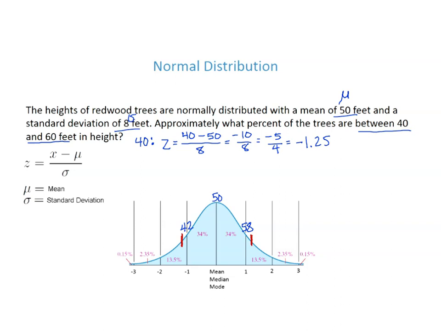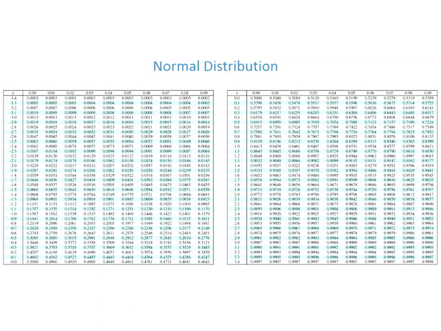Now let's find the z-score for 60. So we would have 60 minus 50 over 8, which is 10 over 8, 5 over 4, or +1.25. So now we're going to look both of those values up on our table. Let's look up the -1.25 first.